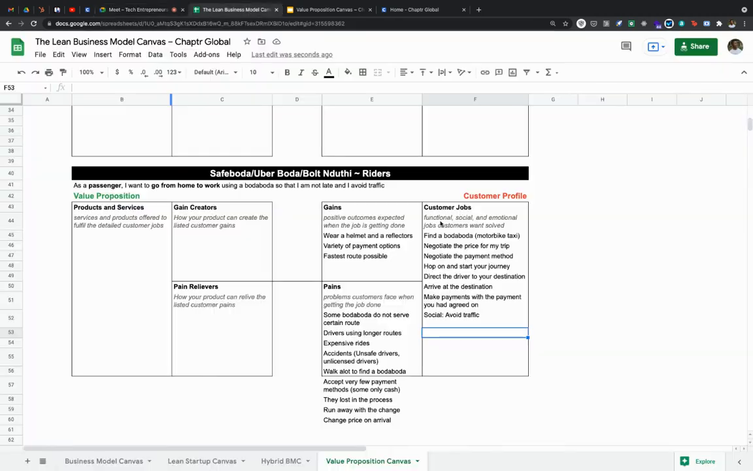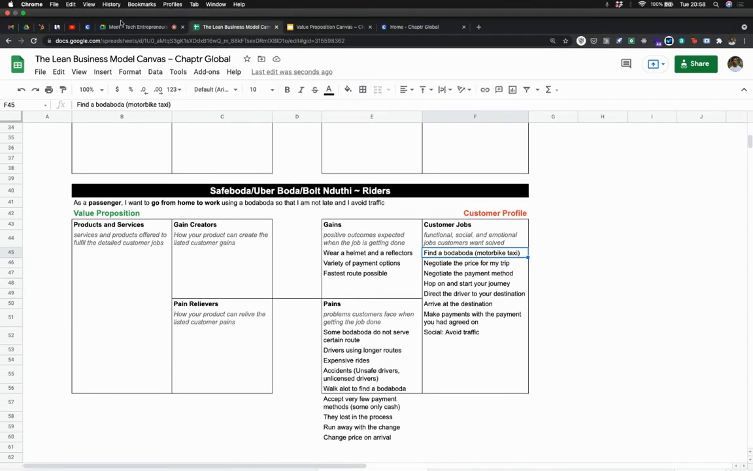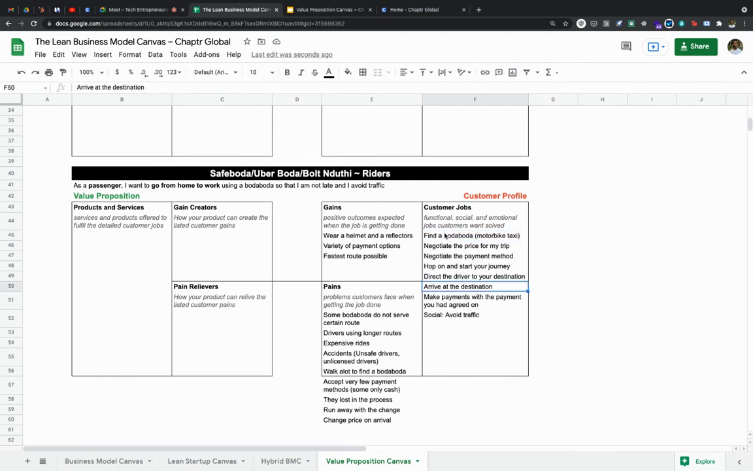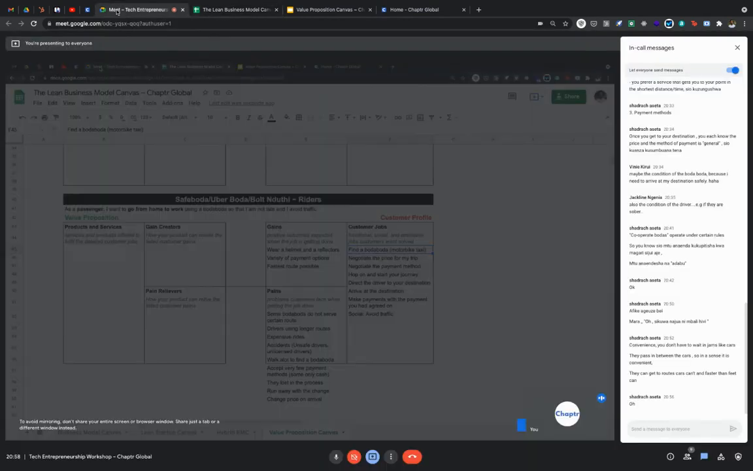Okay, now let's get straight up to the value proposition. Now, once I have a customer profile, right, gains and pains, I map them out to products and services, gain creators, and pain relievers. You don't want to imagine this from scratch. You want to imagine them through this. So, what service can I offer people so that they can find a boda boda easily? The customer job we want to do is to find a boda boda. What service are we going to offer them?